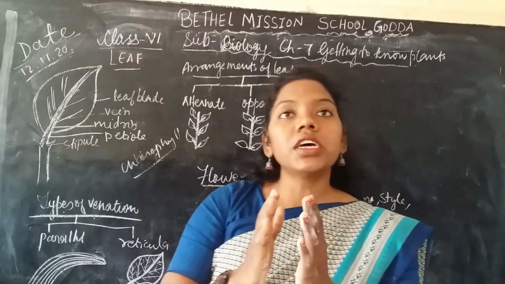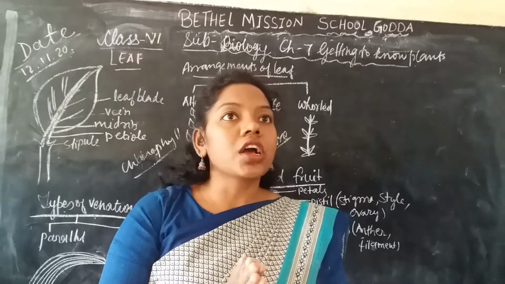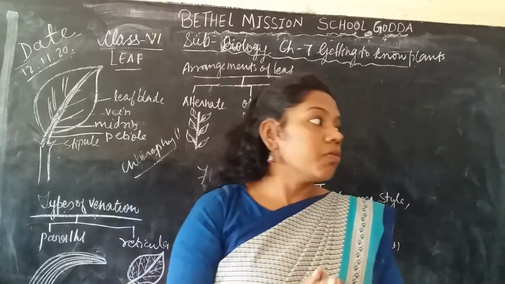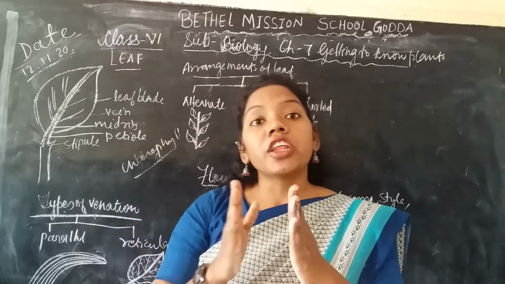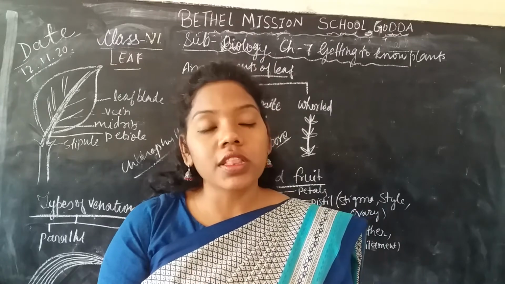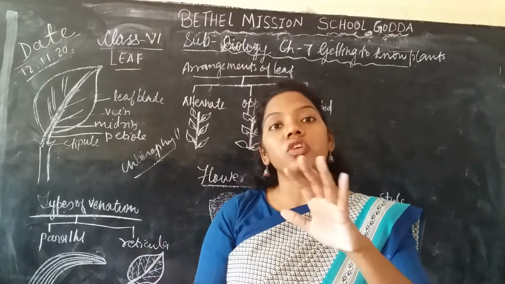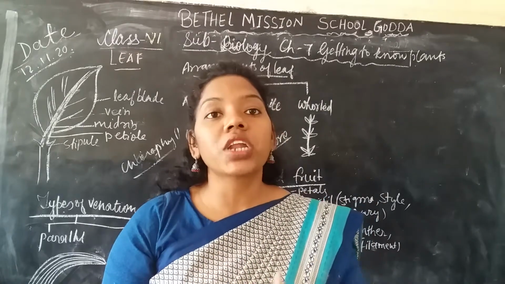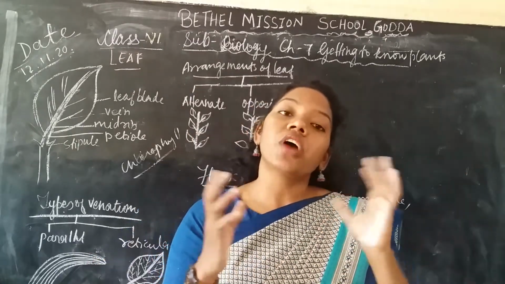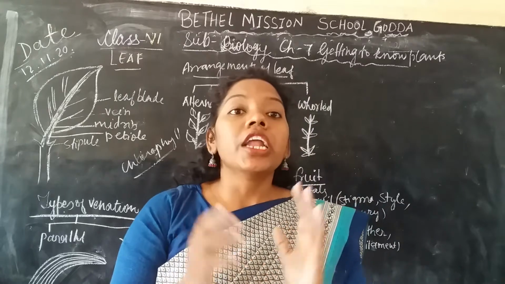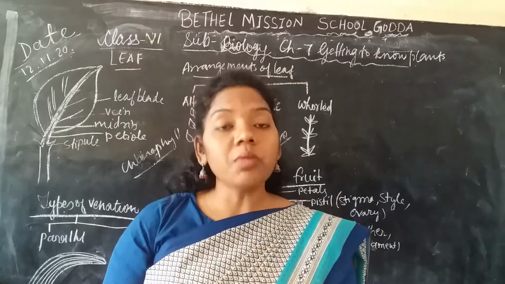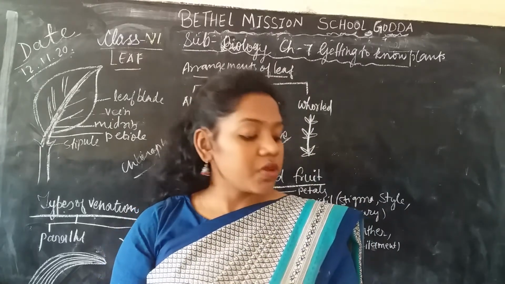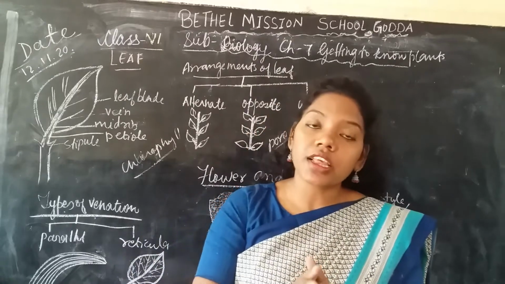The main function of the leaf, if you talk about the work of the leaf, is photosynthesis. It is very helpful with the process of photosynthesis. The leaf makes the food, and this food is transported to every part of the plant. Then it is used for respiration, for breathing purposes, with the help of stomata which are present inside the leaf.